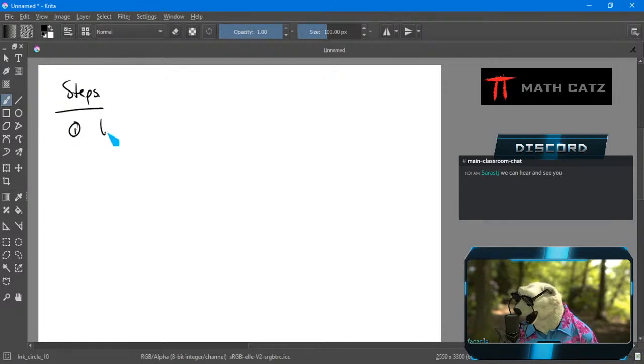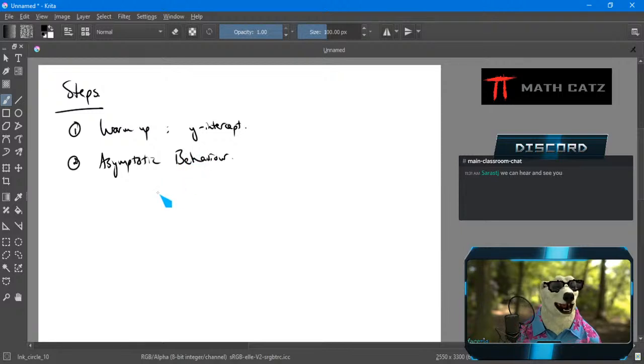You should by now. We have our warm-up step where we may find a Y-intercept, see what kind of function I'm working with, what I expect, if you expect anything. Just getting into the right mindset. Then we had our asymptotic behavior, where we analyze the function and see what's the long-term behavior, are there any asymptotes, and so on.